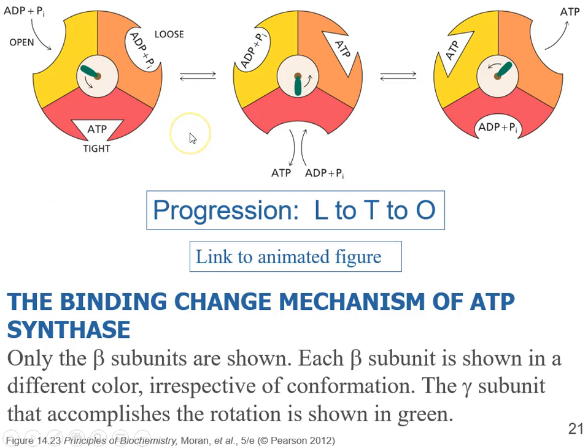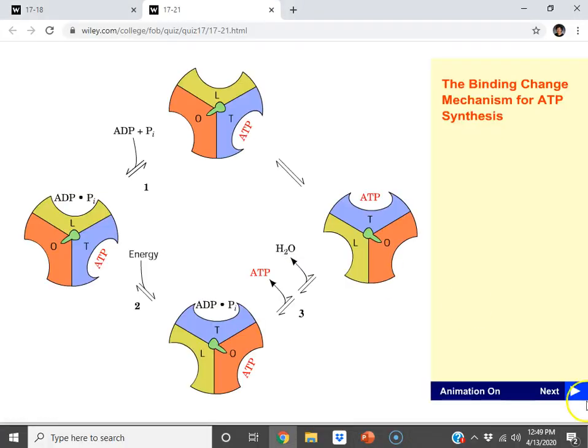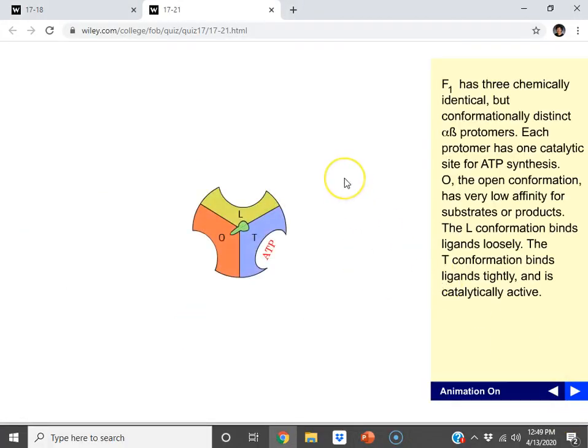During electron transport, these conformations change in this order from loose to tight to open and then back to loose. I have an animated figure that I wish went through an entire cycle, but unfortunately it doesn't. So here we're going to start with, there are 3 beta subunits. So we have loose, tight, open, and then this is the gamma subunit right there that's going to turn them around. So when we start here, the tight subunit has ATP bound, so it has just finished synthesizing an ATP.